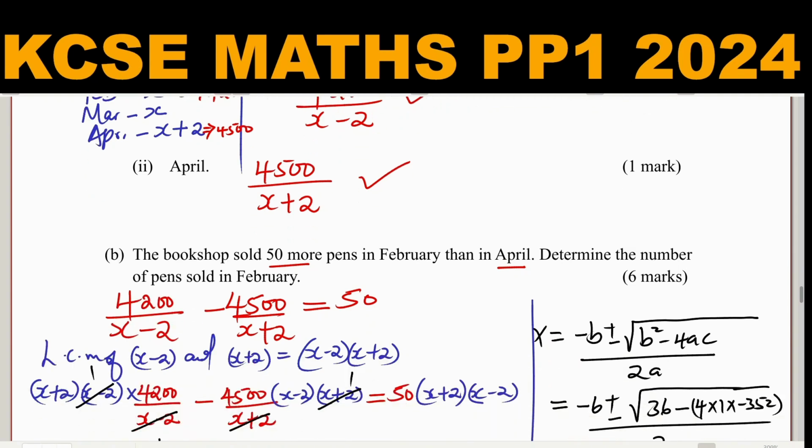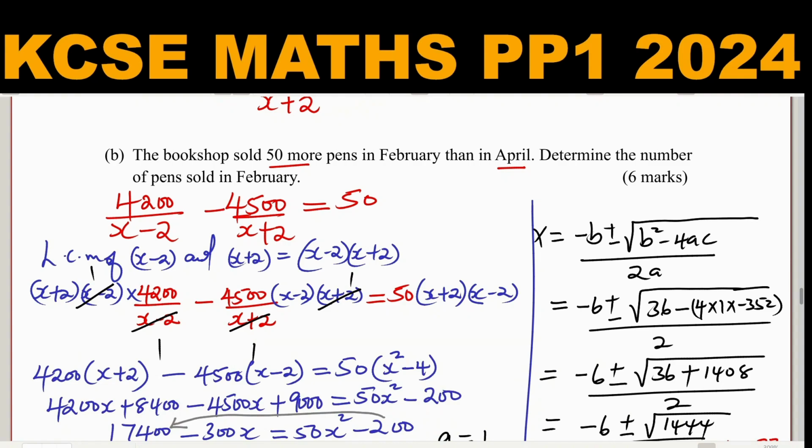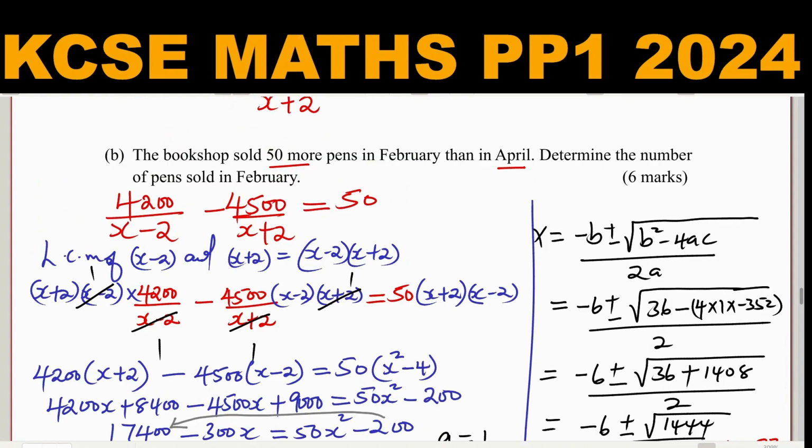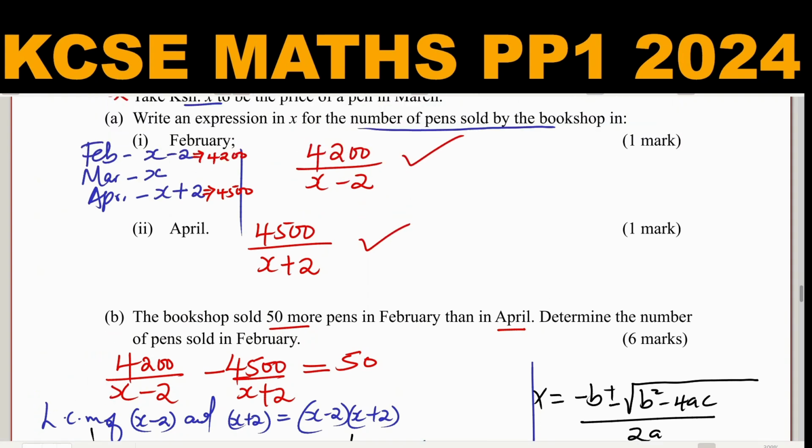Now the question is, determine the number of pens sold in February. So in February, we simply need to come here. We have the expression for the number of pens. You just need to substitute here. So 4,200 divided by x minus 2, with x as 16, 16 minus 2, and when you work this out, it will give you 300.